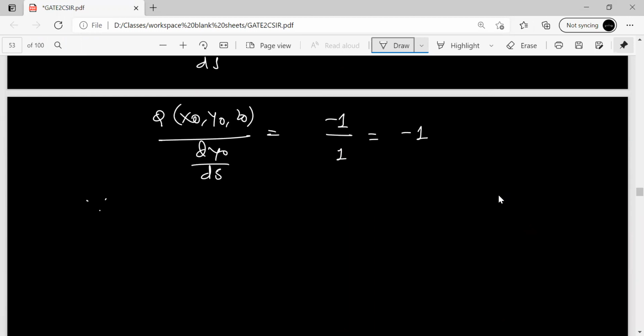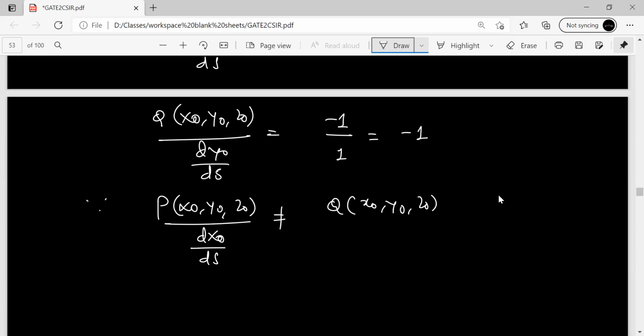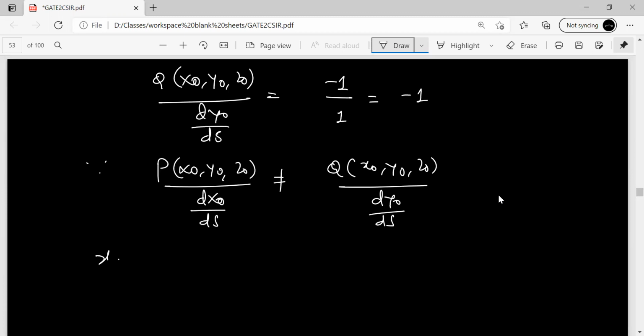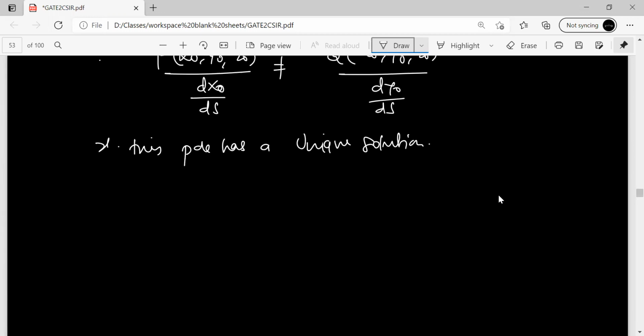So you can say that since p of x naught, y naught, z naught upon dx naught over ds is not equal to q of x naught, y naught, z naught upon dy naught over ds, this implies this PDE has a unique solution. Okay, this PDE will have a unique solution. Now example 3.